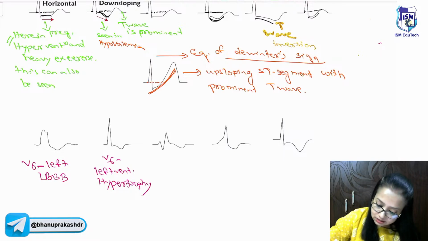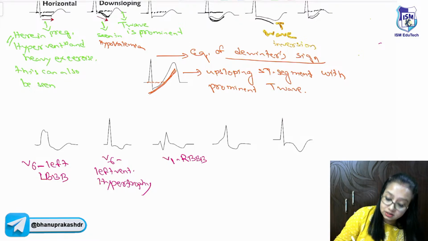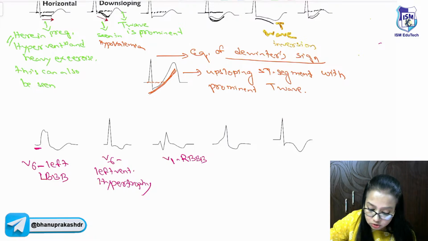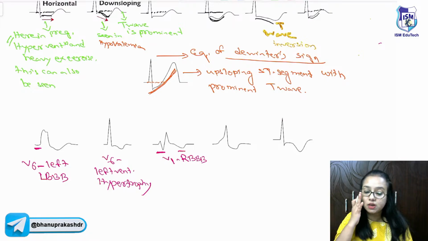Okay. Here this picture is of V1 right bundle branch block, where you see there is a much more prominent Q wave. In the left bundle branch block in V6, what did I tell? The Q wave will be missing. So here see, no Q wave. But in case of the right bundle branch block, you see the Q wave is much more prominent with a small R wave and a downsloping ST segment and inverted T wave. Okay.